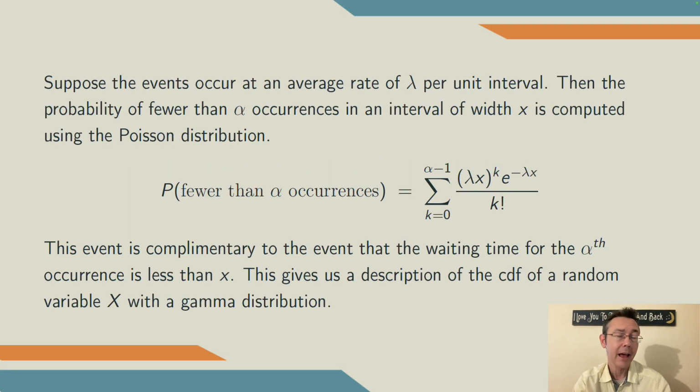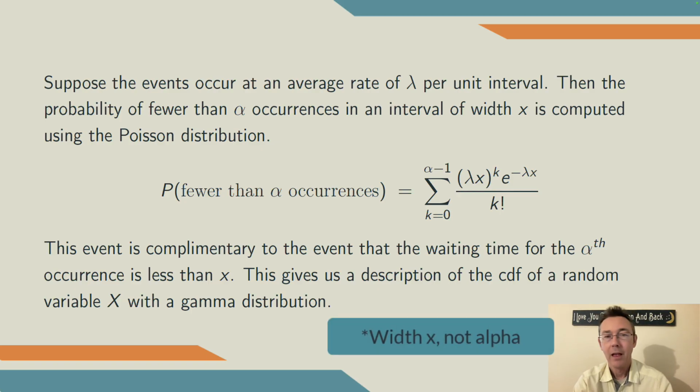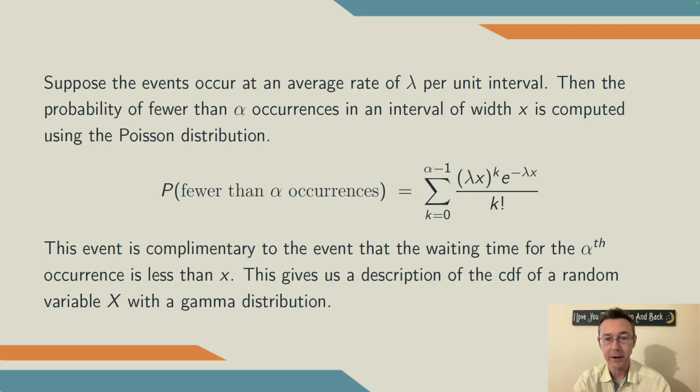Suppose the events occur at an average rate of lambda per unit interval, and we're interested in the time before alpha occurrences. The probability of fewer than alpha occurrences in an interval of width x is computed using the Poisson distribution. I've written the probability of fewer than alpha occurrences here. It's the probability of 0 occurrences plus the probability of 1, 2, 3, all the way up to alpha minus 1. Inside that summation, you are seeing a probability mass function for a Poisson distribution with parameter lambda over an interval of width x. This event is complementary to the event that the waiting time for the alpha-th occurrence is less than x.